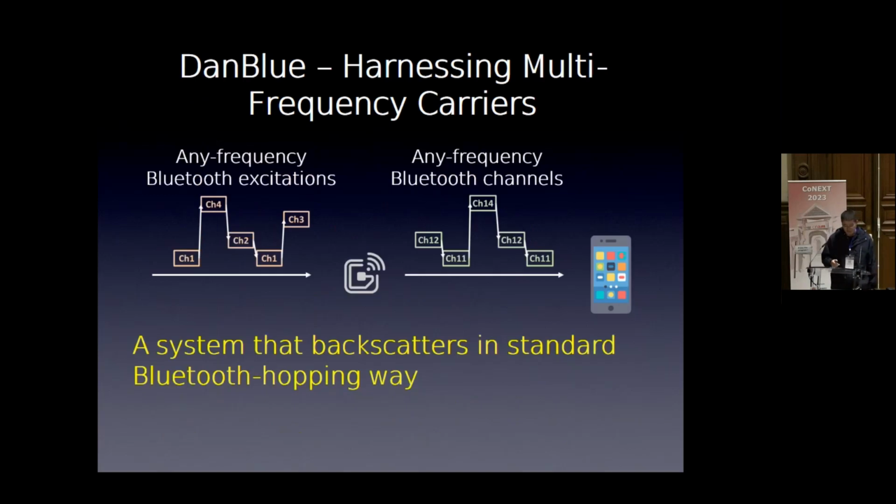So we propose DanBlue, the first system that backscatters in a standard Bluetooth hopping way. The basic idea is that first, our tag takes any frequency Bluetooth excitations. Then the tag backscatters it to any other frequency Bluetooth channels. In this way, the tag can establish a connection with a simple smartphone because its target channel is hopping with the standard device. In this work, we made two main contributions.